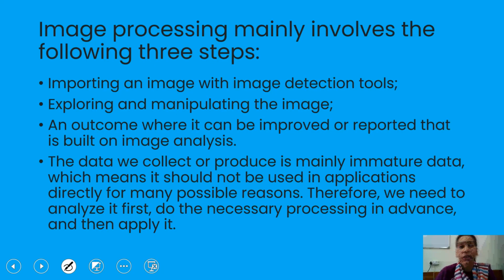Image processing mainly involves three steps. First, importing an image with an image acquisition tool. First of all, we have to import the image by using some hardware, for example a camera, which shoots the image, and that is captured and converted into a digital signal. Second, exploring and manipulating the image. When the image is converted into digital form, we can manipulate that image. Third, an output where it can be improved or a report that is built on image analysis. After manipulating, we can do the image analysis.